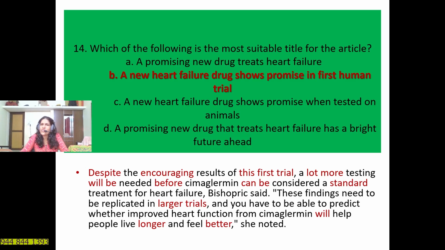A new heart failure drug shows promise when tested on animals. They don't talk about it. A promising new drug that treats heart failure has a bright future ahead. That also doesn't talk here. So the correct answer is a new heart failure drug, that is semaglutide, shows promise in the first human trial, because semaglutide had a first trial. It is going to have trials in the coming years, but the first trial showed encouraging results. Despite the encouraging results, the contrast here, despite the encouraging results of this first trial, a lot more testing will be needed. So it is not finalized. It is only the first trial. So option B is the correct answer.